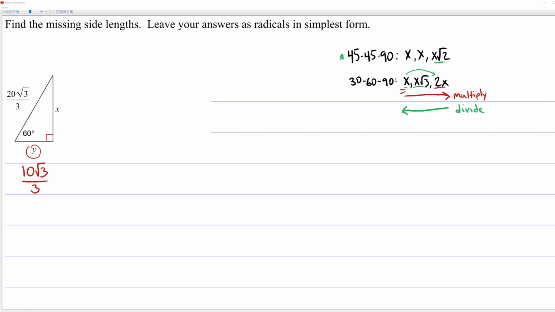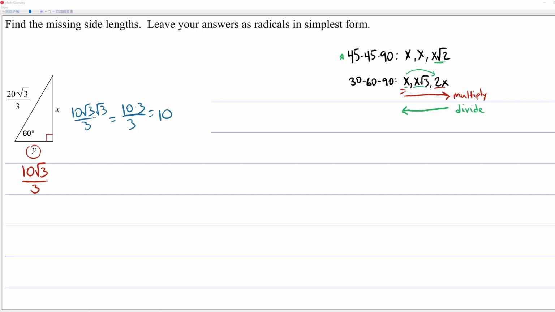Now we have the small side, which means we can find the middle. So to go from the smallest side to the middle side, you multiply by the square root of 3. So we're going to take 10 root 3 over 3 and multiply by the square root of 3. So the square root of 3 times the square root of 3 is 3. 3's cancel. And the middle side is 10.